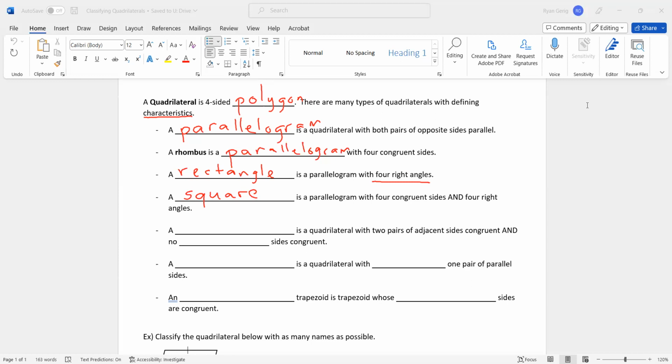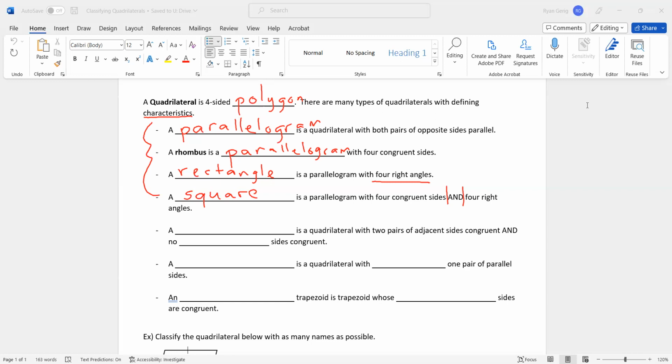Okay, so if I stop right there, I'm describing a rhombus. But then I say, and four right angles. So I'm describing a rectangle there. So a square is a combo of a rhombus and a rectangle. All four of these are parallelograms, though. Okay? And we're going to do a whole lesson on special parallelograms in lesson four. All right? There's a few more quadrilaterals we're going to look at.